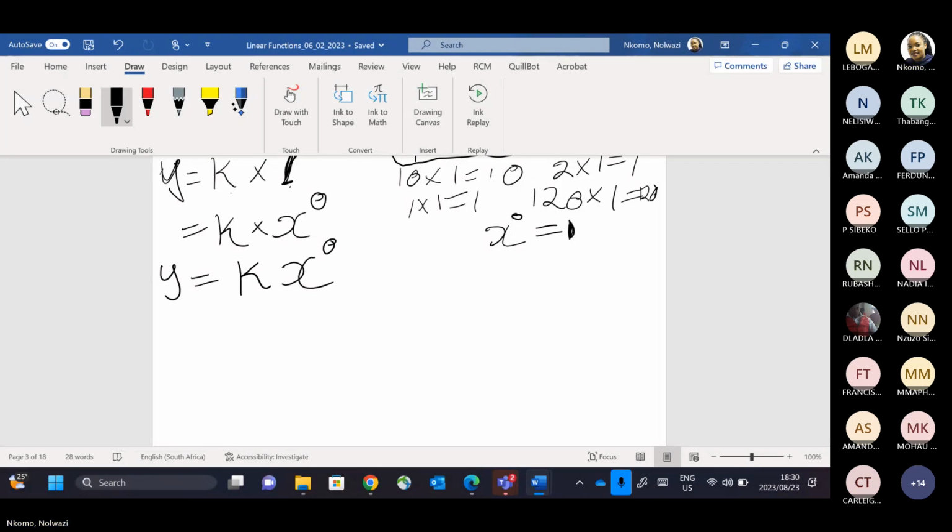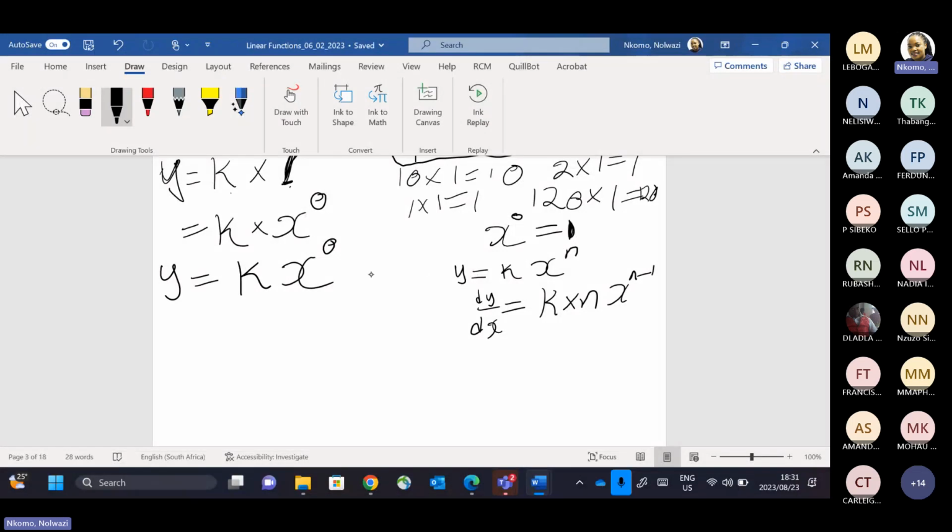Okay. Remember, this is the same thing as k. y equals kx to the power 0 is the same thing as y equals k, right? Okay. Remember, I said if you have y equals kx to the power n, then your dy over dx would be k times n x to the power n minus 1, right?